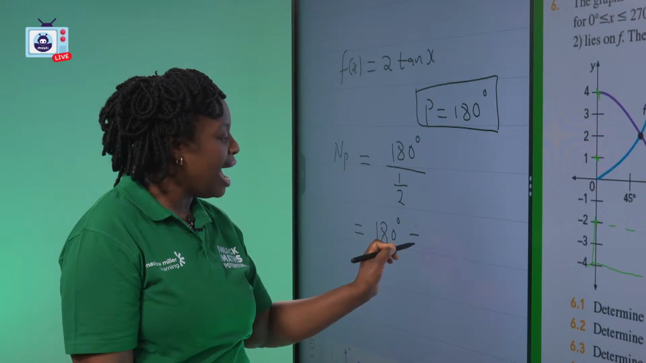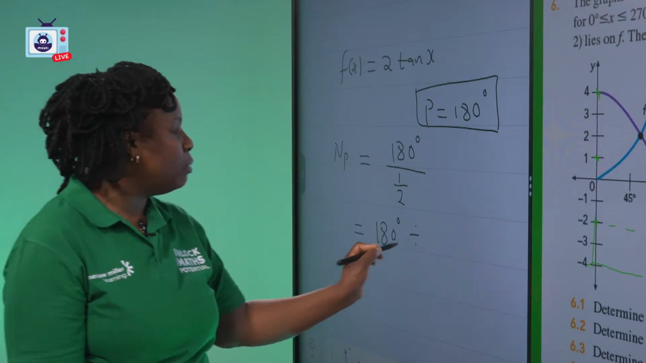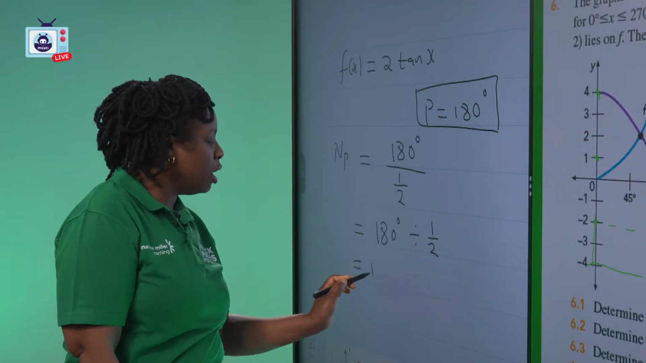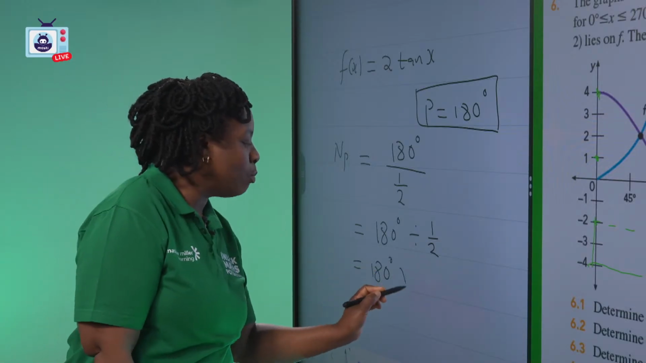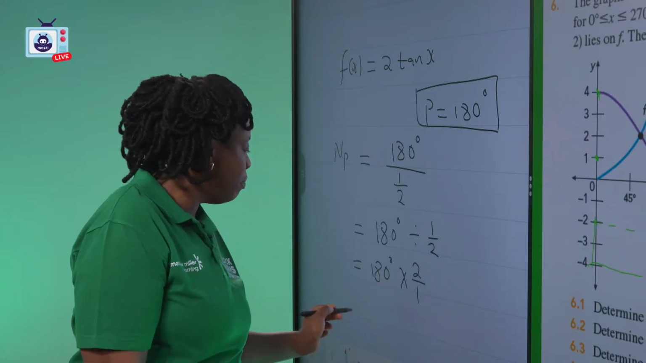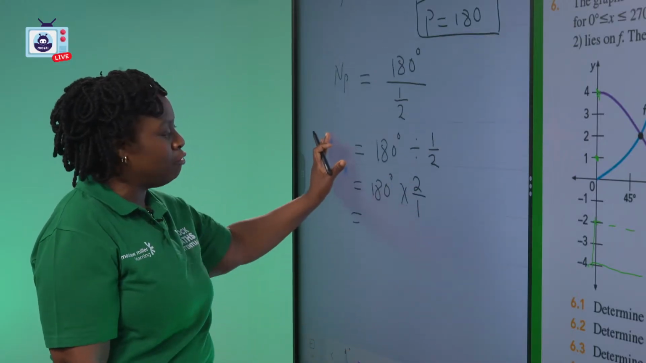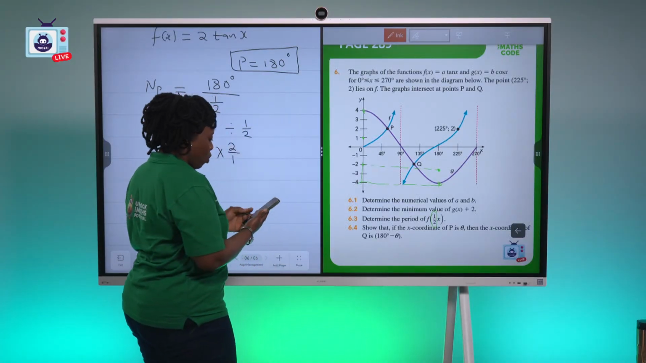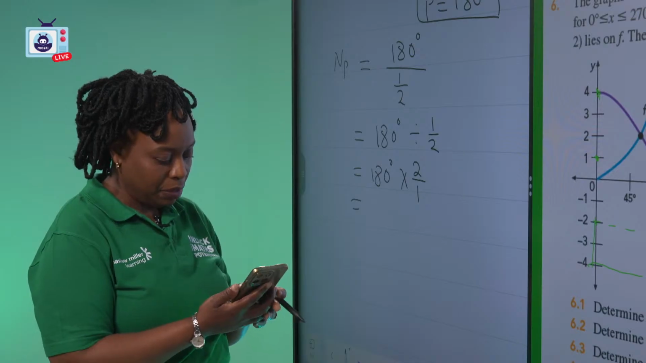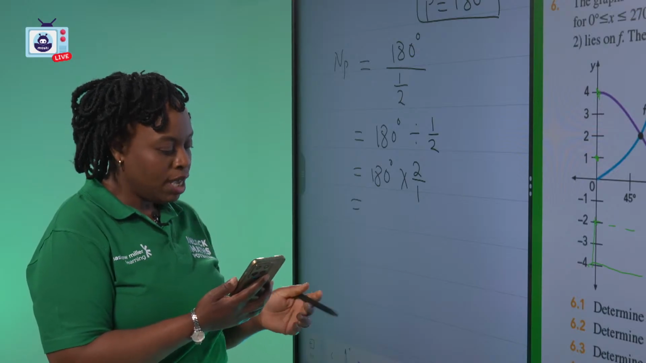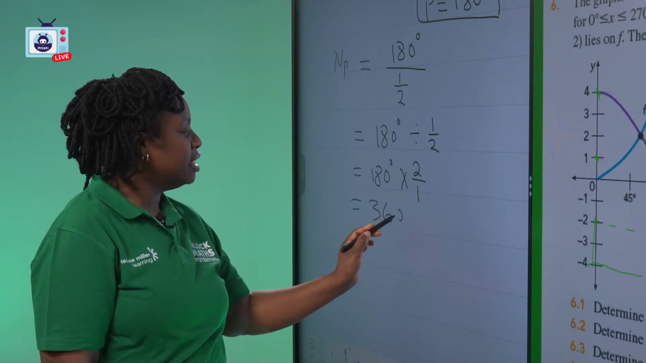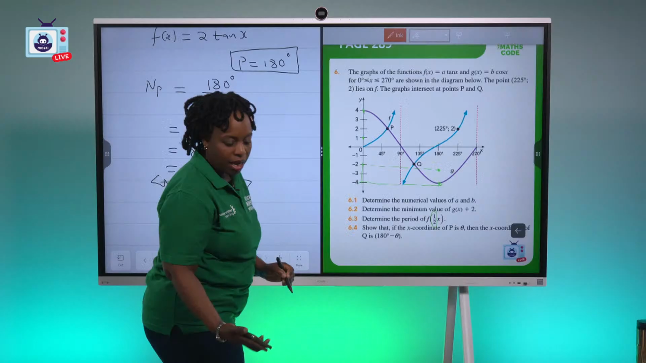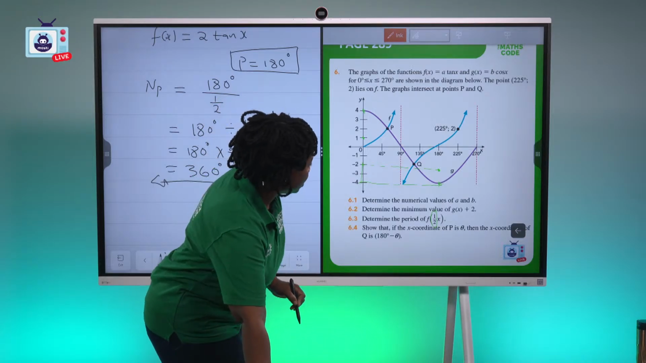This is the same as 180 divided by a half, which if I flip and multiply, I'm going to have 180 degrees multiplied by 2 divided by 1, which will then give me 360, right? So which is doubling what we had. So let's see, 180 times 2, that is our 360 degrees. So the period is that. Okay. Are we able to see that?